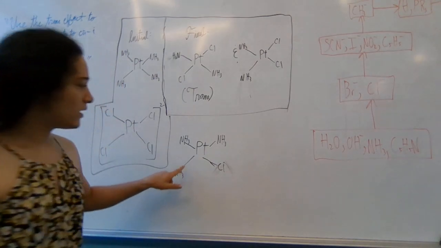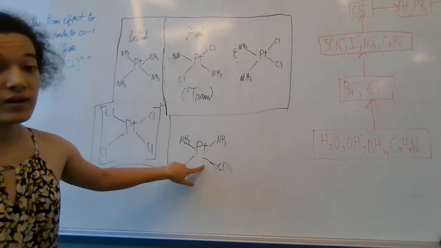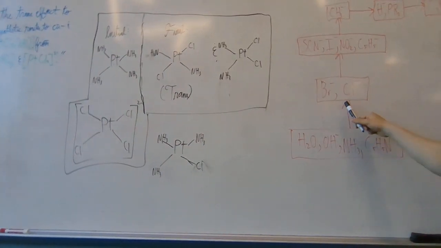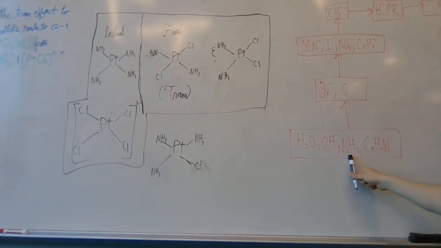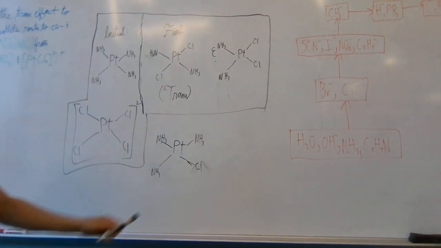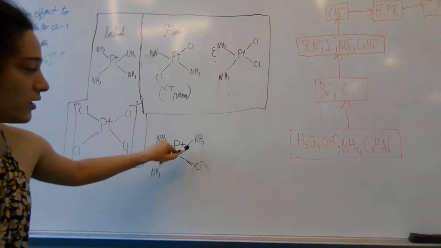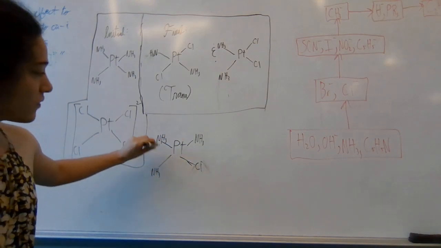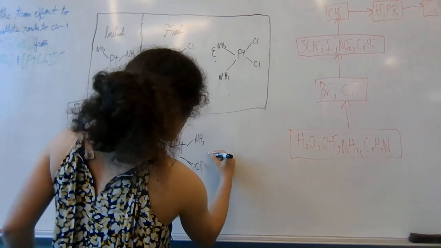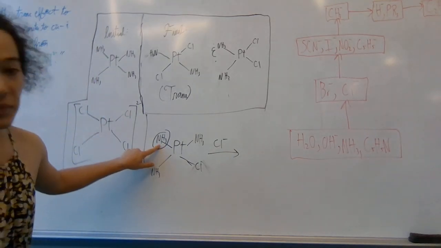There we go. So now we have the same thing, but with one chloride, right? Now here's where the trans effect comes into play. So remember from our chart over here that chloride has a stronger trans effect than NH3, right? So what that means is this chloride is going to weaken this bond more than these are weakening each other, right? So this is our weakest bond, which means that if we chlorinate it again, this is the easiest one to rip off and replace.